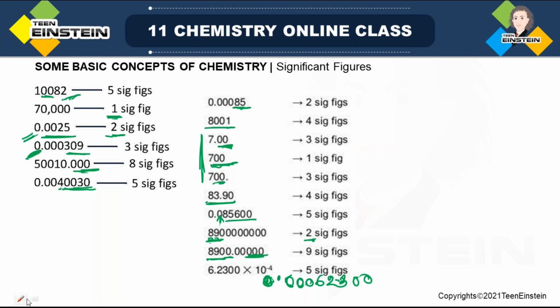So here it is mentioned that the significant figure is 5. How are we getting this? You can find the similarity of this number with this one, right? These zeros, which are before 6, are not considered. Since they are preceding 6, only 62300, these 5 will be considered. So that is why 5 is the significant figure.